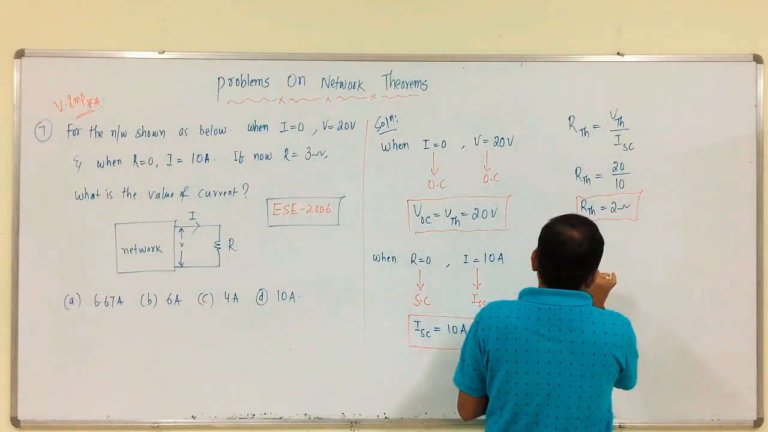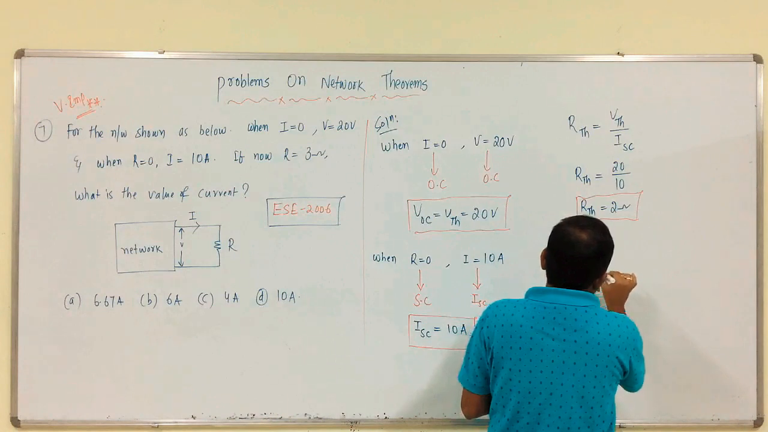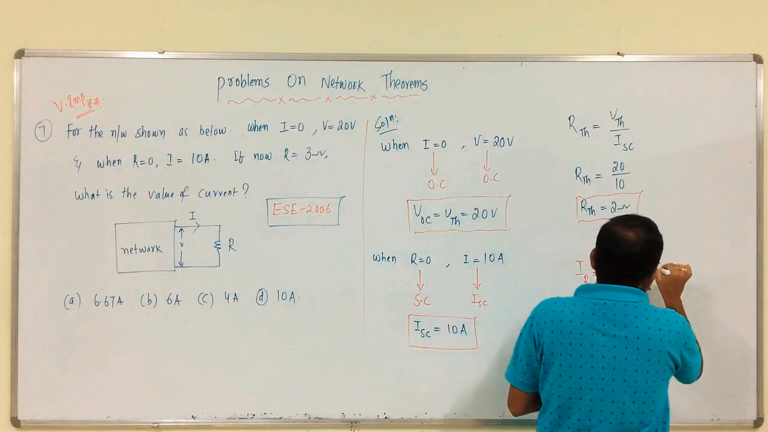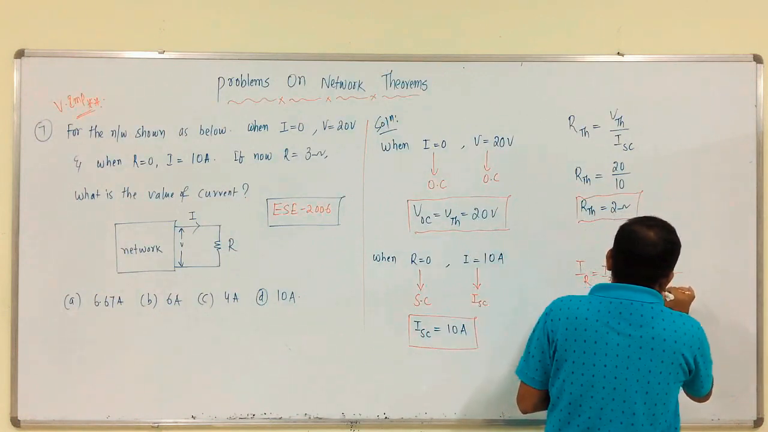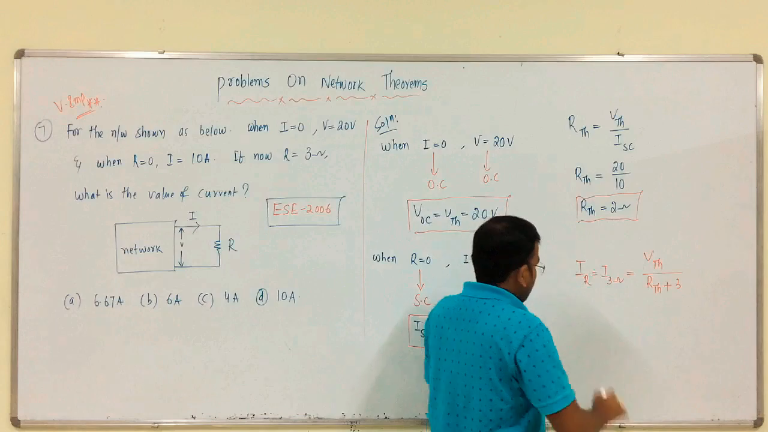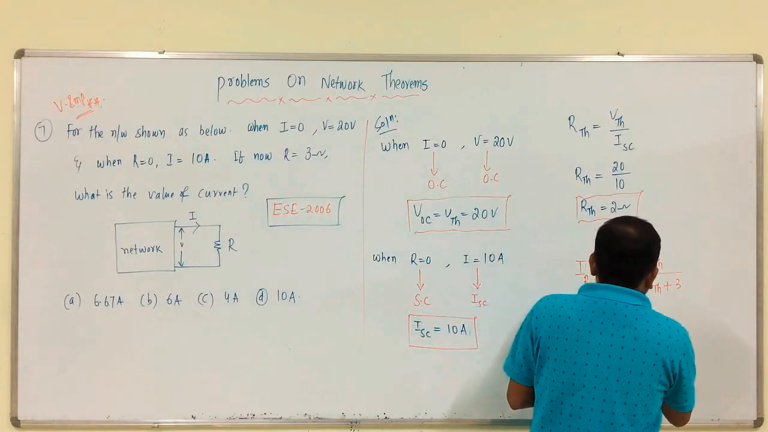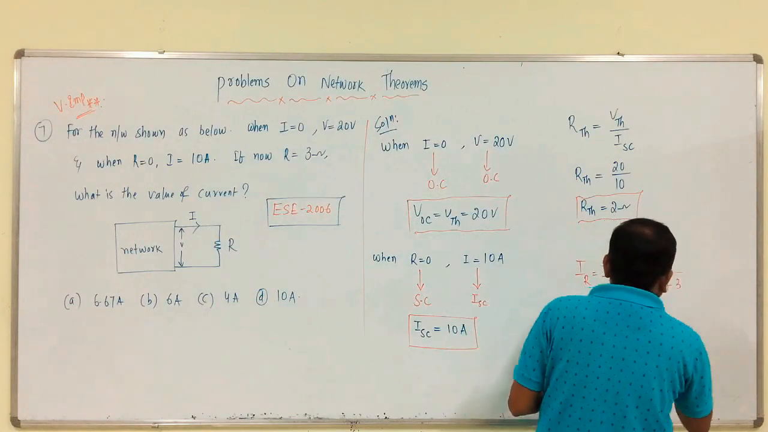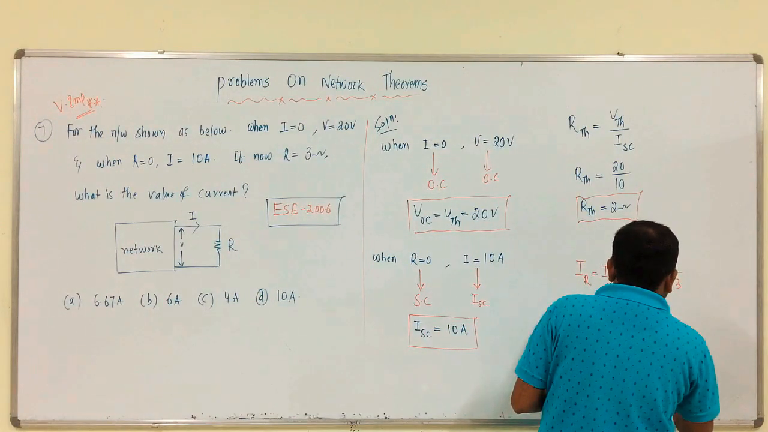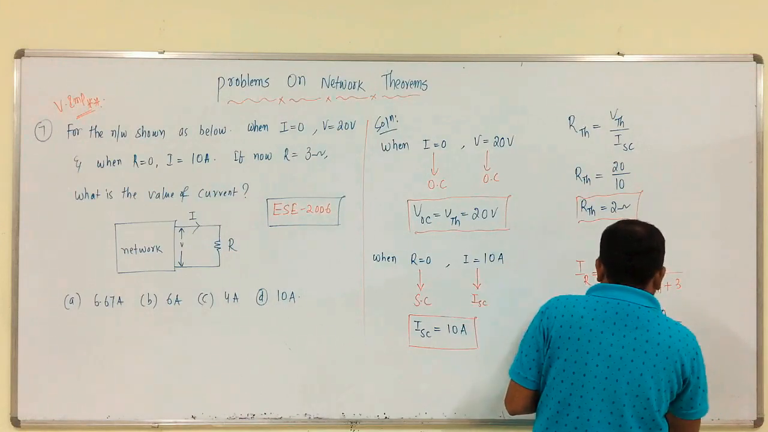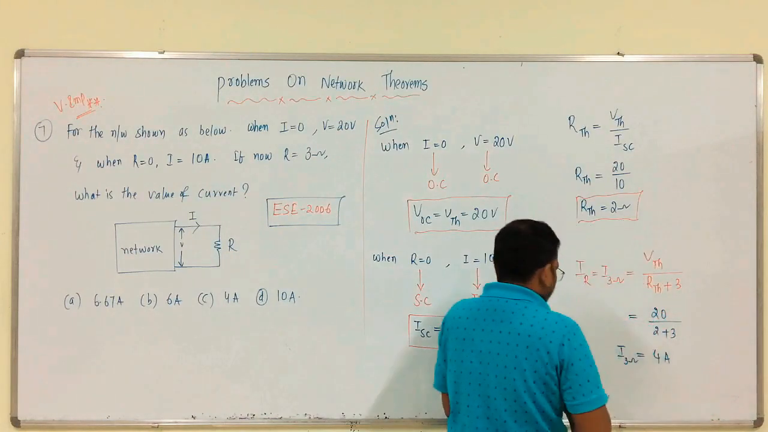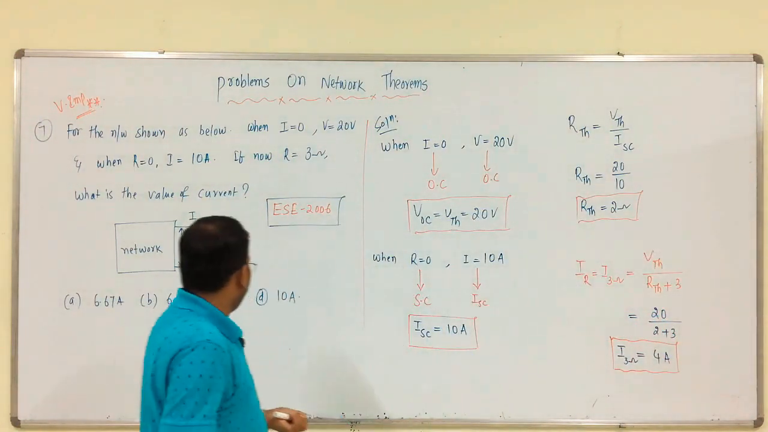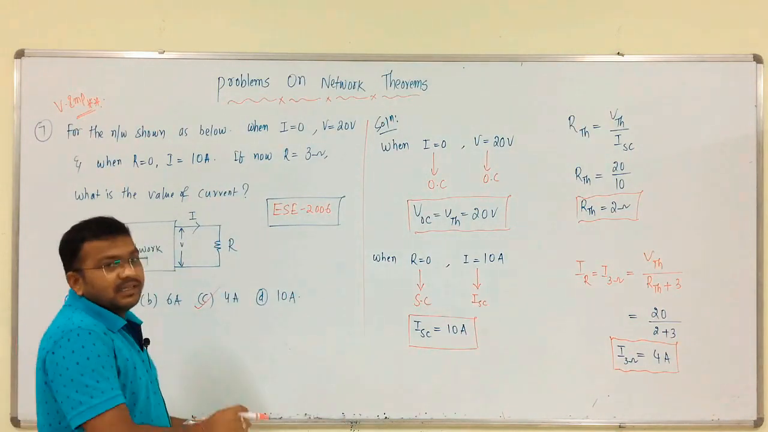Therefore, current through R, which is equal to what? Current through the 3 ohm branch, right? We have to calculate that. That is VTH by RTH plus 3, right? Therefore, what is the value of VTH? 20 by RTH, which is 2 plus 3, which is equal to 4 amps. Current through the 3 ohm branch is 4 amps. This model is very important. So the option is C.